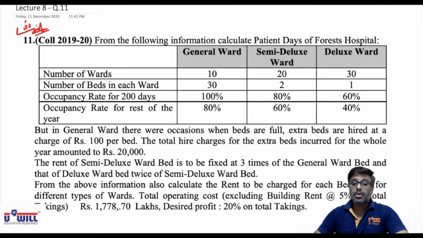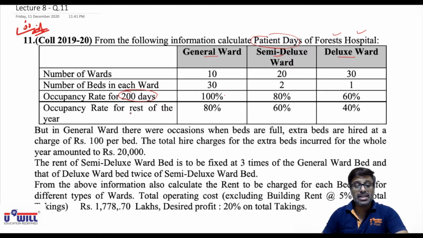From the following information, calculate patient days of Forest Hospital. Three wards are there: general ward, semi-deluxe ward and deluxe ward. Number of wards 10, 20 and 30. Number of beds in each ward 32 and 1. Occupancy rate for 200 days in a year is 100%, 80% and 60%.